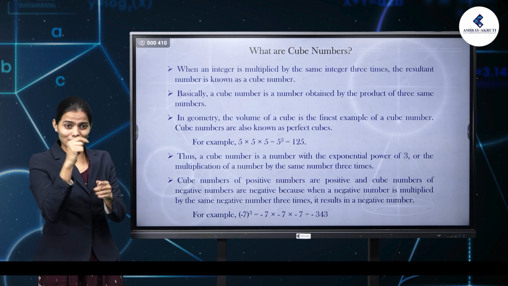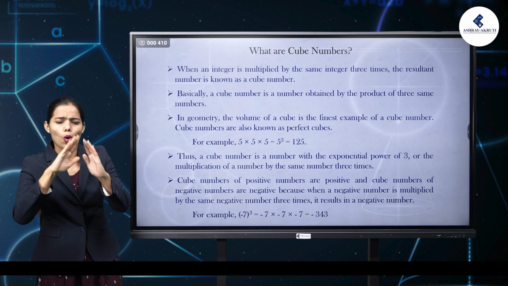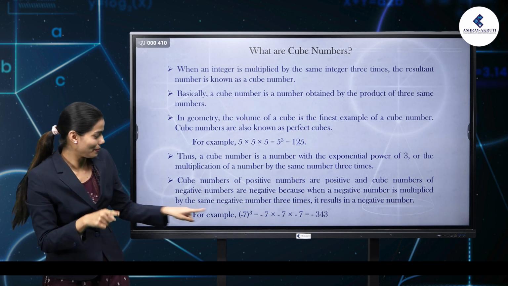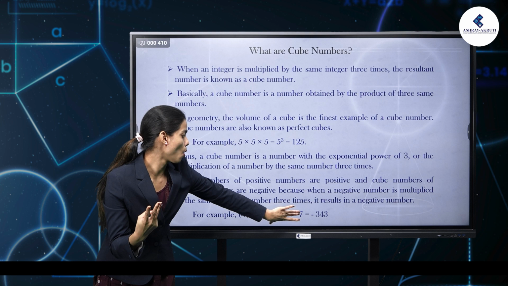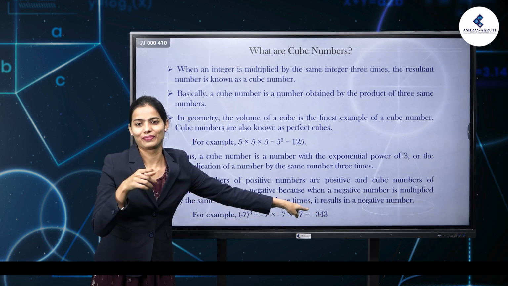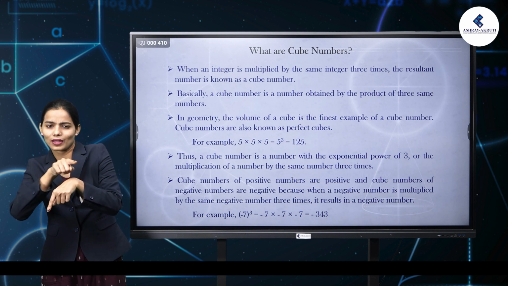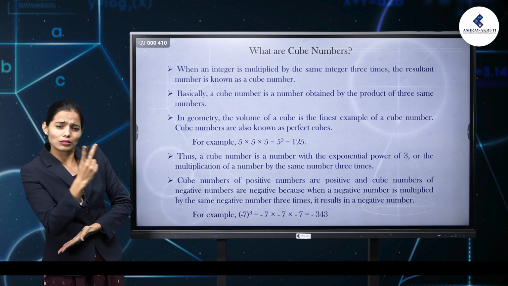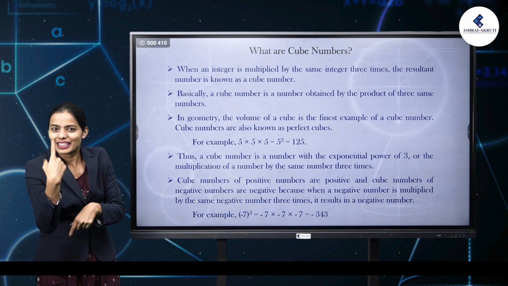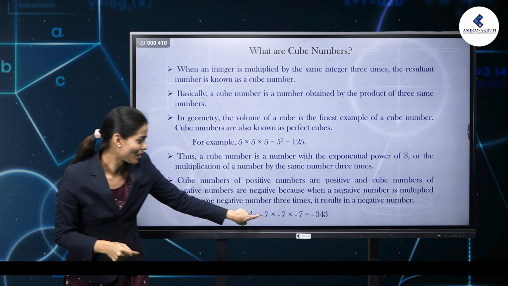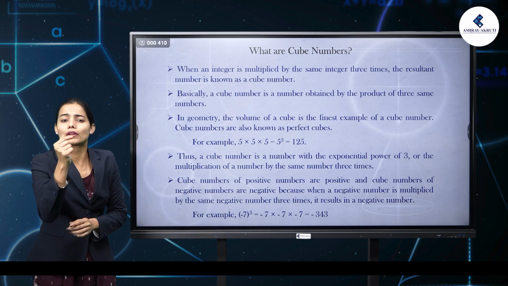For example, minus 7 cube is equal to minus 7 into minus 7 into minus 7 is equal to minus 343. 3 negative signs multiplied by each other results in a negative sign. We can see when we multiply minus 7 3 times, the result is minus 343, and it is a negative cube number. Here are some examples of cube numbers.